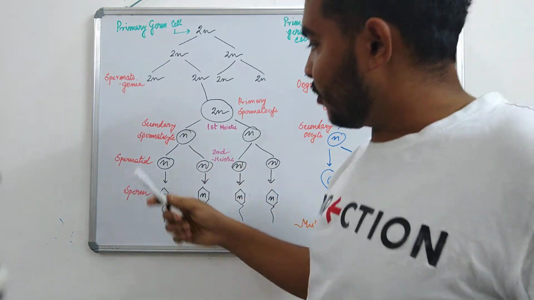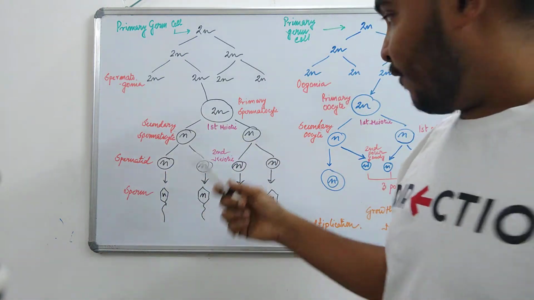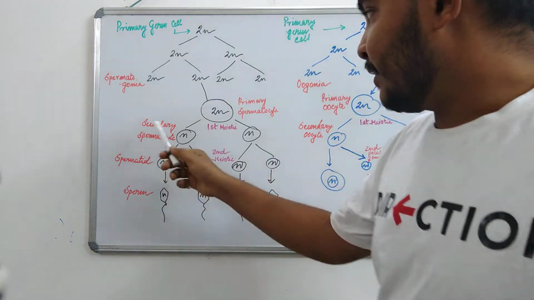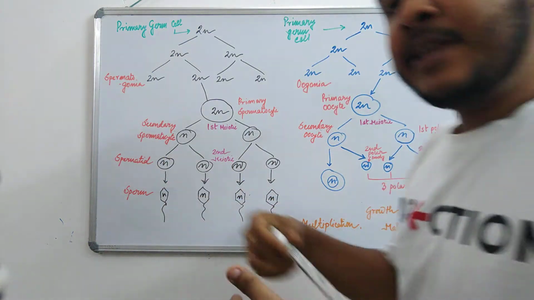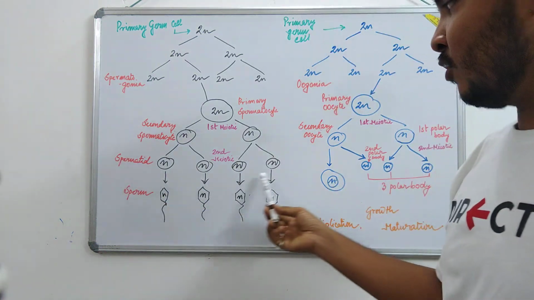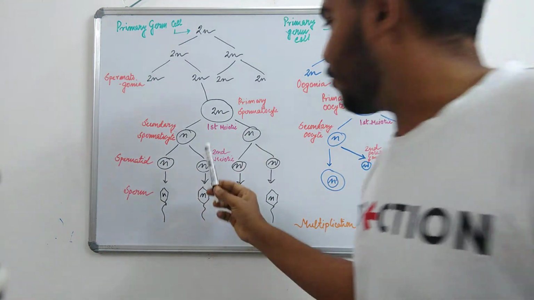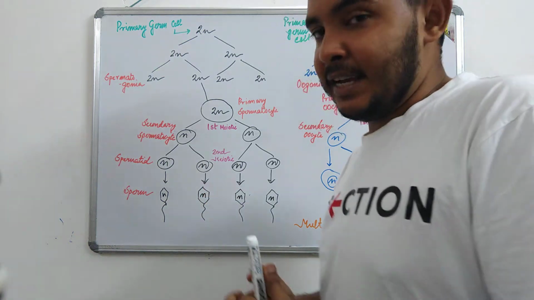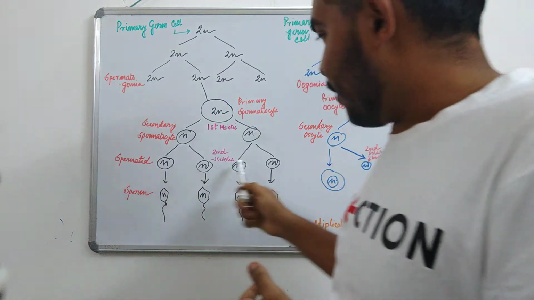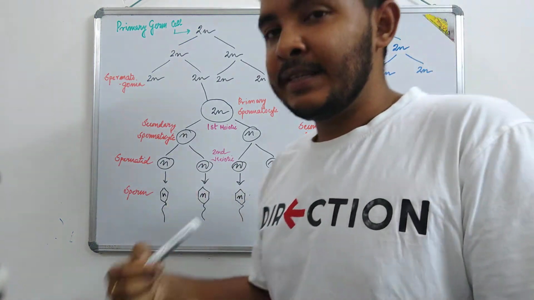So secondary spermatocytes form after the first meiotic division from the primary spermatocyte. This secondary spermatocyte again goes for division and forms spermatids. Look, four spermatids, and we call this step the second meiotic division. Then furthermore, these spermatids form sperm.